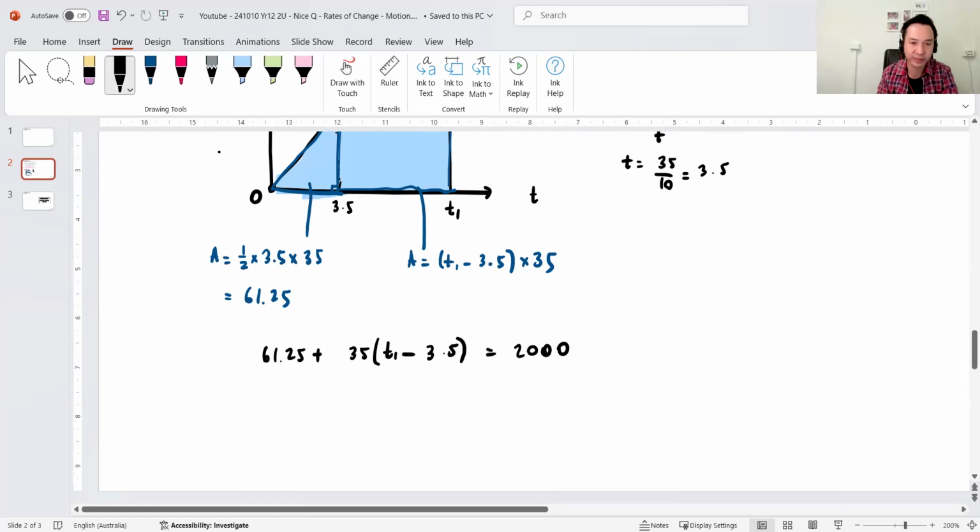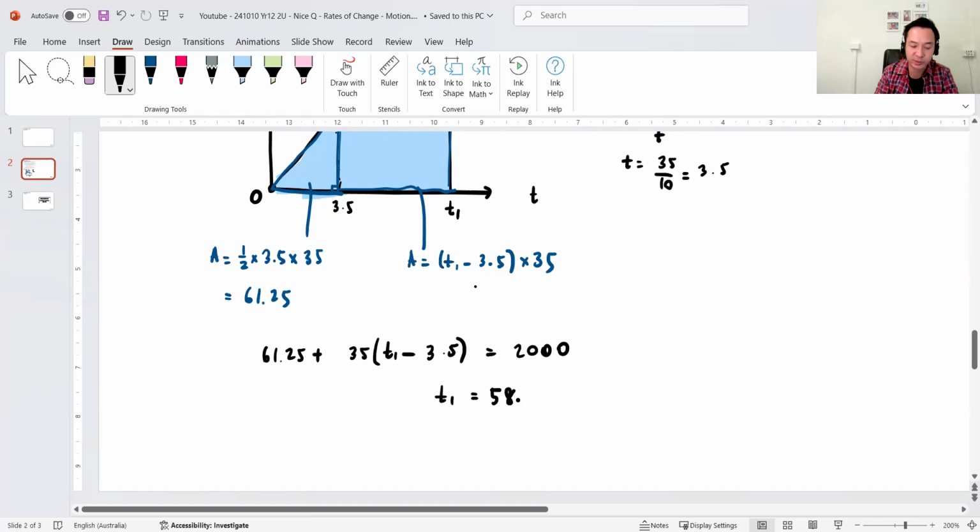That's just solving a really simplistic equation, guys. Just going to quickly whip that up. So 2,000 minus 61.25 and then plus 3.5 times 35. Is that right? I think that's right. I divide that by 35. Wait a second, no, that was right. Yeah, perfect.